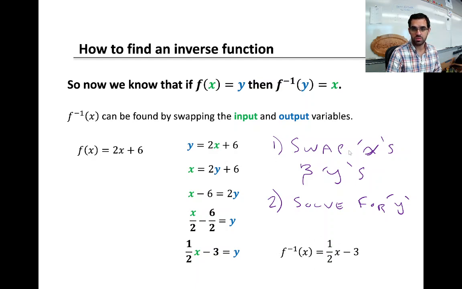So 1/2 x minus 3 would be f inverse of x. Again, step 1, swap the x's and y's. Step 2, solve for the new y. That's the process for finding the inverse function.